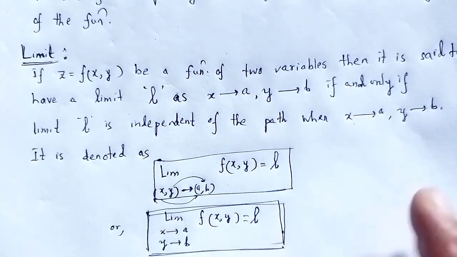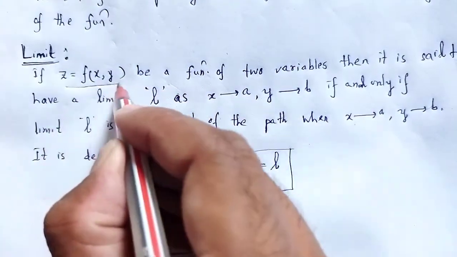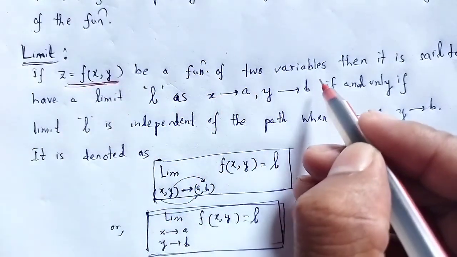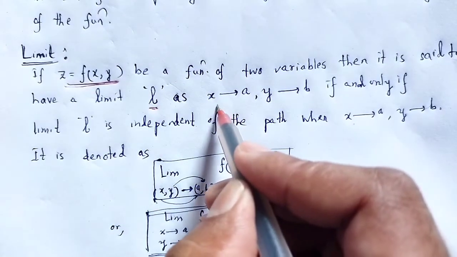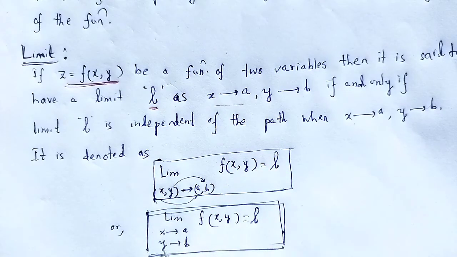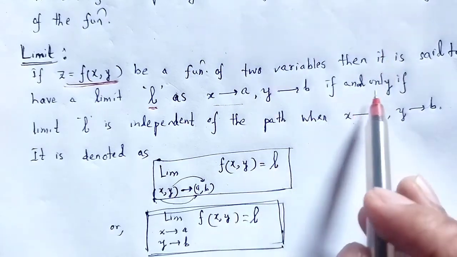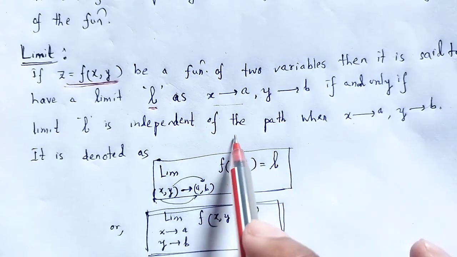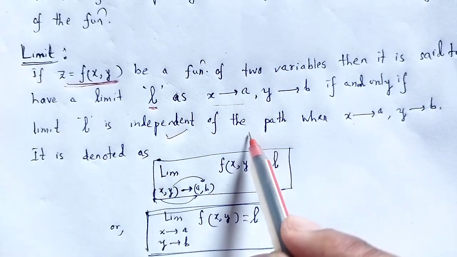The function given by z is equal to f of x, y is a function of two variables. Its limit is said to be small l as x tends to a and y tends to b. That means when x approaches a and y approaches b, the function f of x, y approaches a value, that is small l. The condition is taken as: if and only if the limit small l is independent of the path when x tends to a and y tends to b.